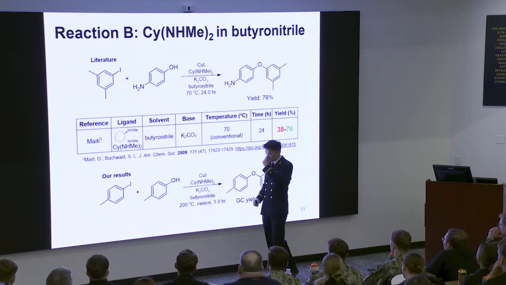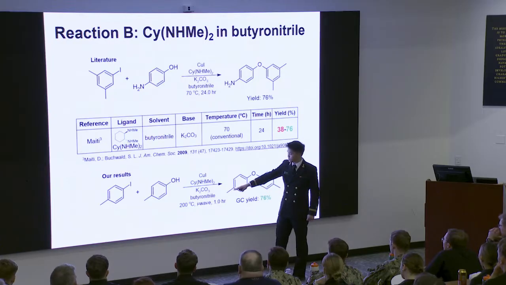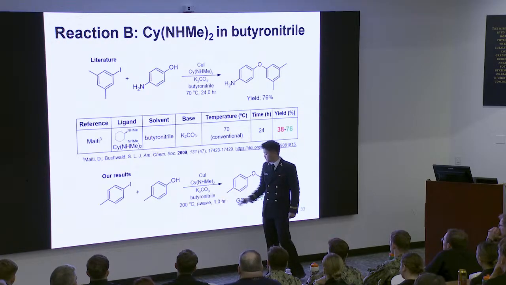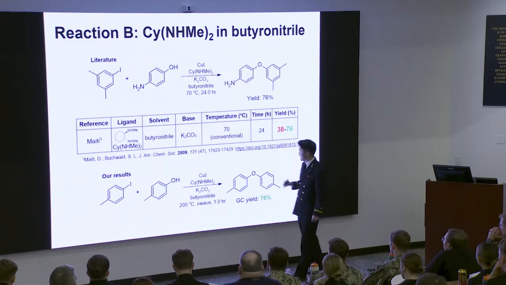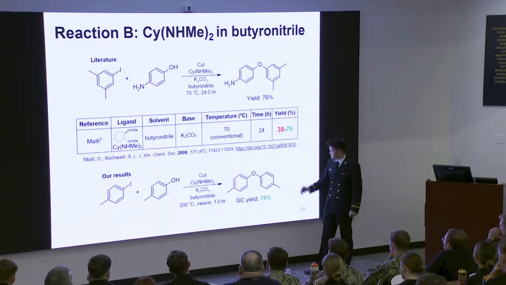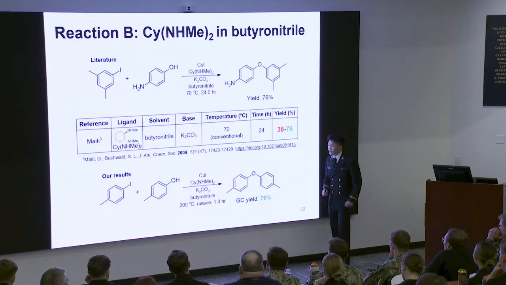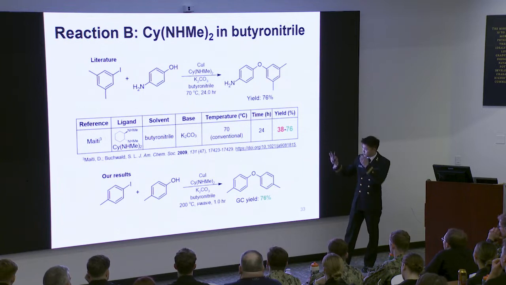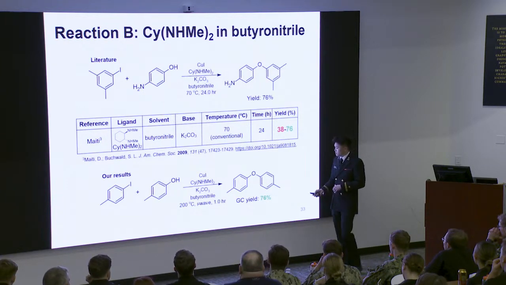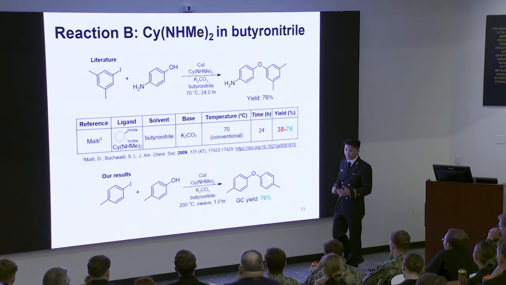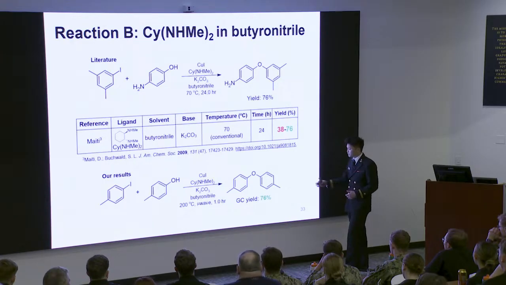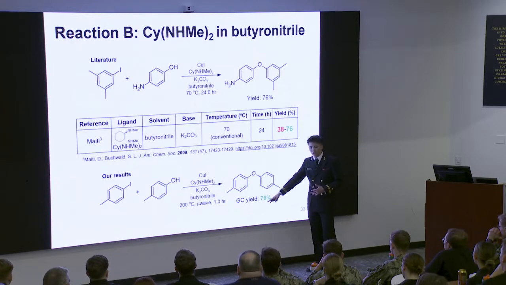This is our adapted results. We utilized, once again, 200 degrees under microwave heating for only 1 hour compared to 24 hours and were able to produce a yield of 76%, similarly high to the reference literature yield. We utilized the GCMS, the instrument that separates, identifies, and quantifies, to identify what could have happened to the other 24%.